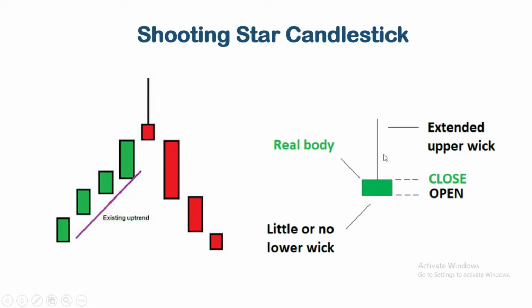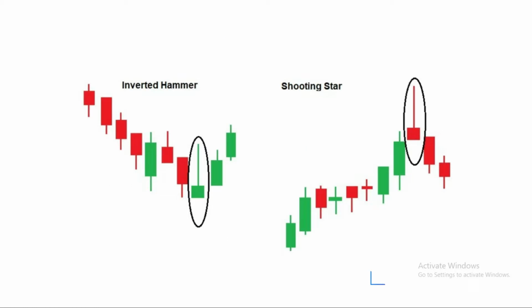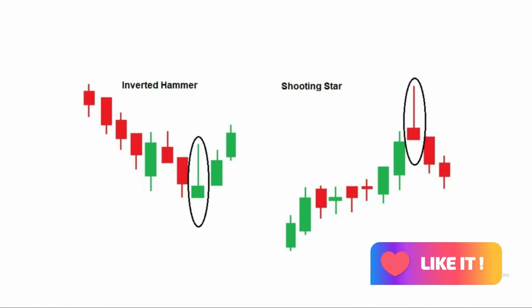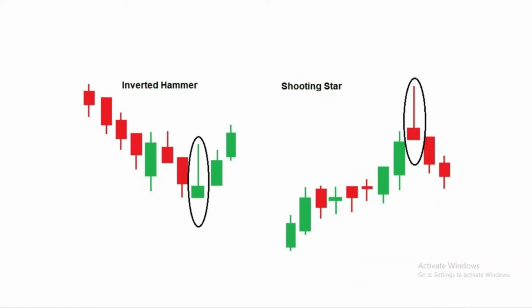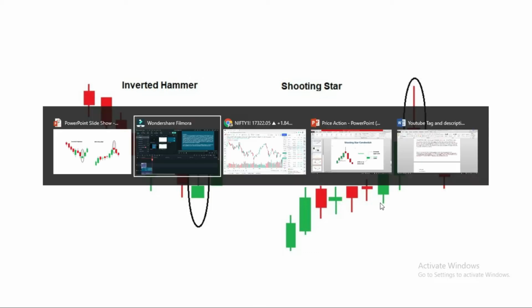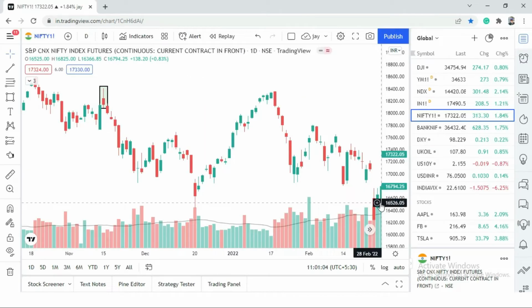Here on the shooting star candle, this is the long upper shadow and little or no lower wick, as you can see. The important thing is where it forms. It can form at a higher or lower level. If the same candle forms at the lower level, it is considered an inverted hammer candle, which we will cover in the next part. Today we are going to discuss the shooting star. So let's jump onto the chart and understand more.